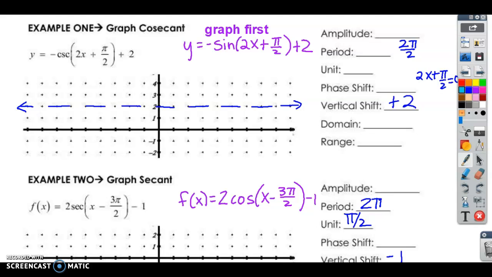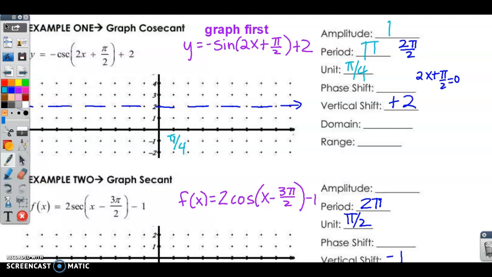So the amplitude is 1. The period is pi, which makes the unit pi over 4. So we're counting by pi over 4. Okay. We've got a vertical shift of 2. We've got a phase shift, set the parentheses equal to 0, right? So if I solve that, I get negative pi over 4. There's my x, there's my y. So I'm going to go ahead and move my 0, 0.